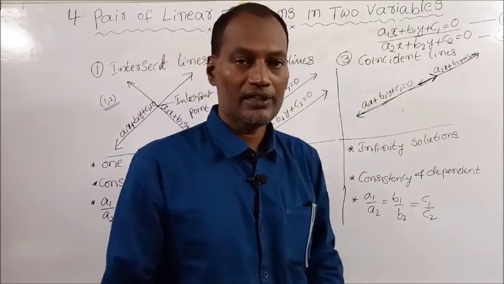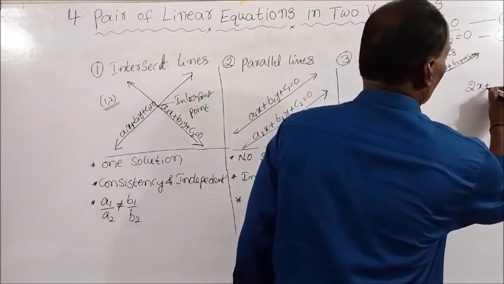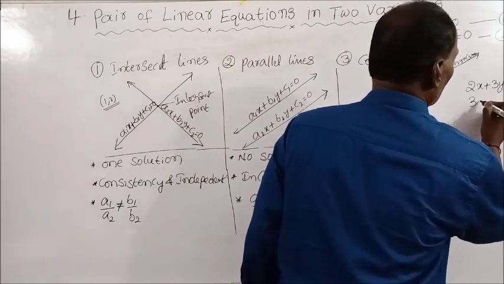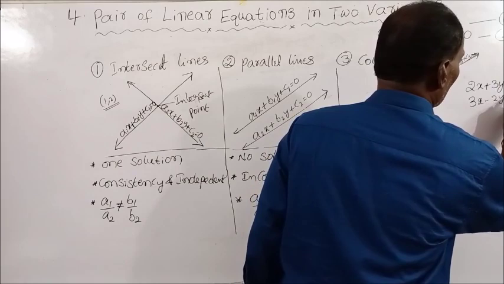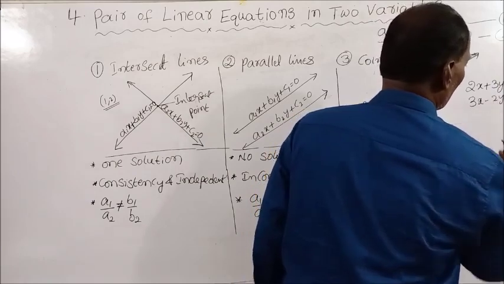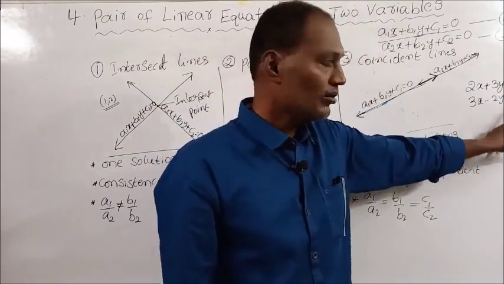For example, I will tell you: 2x plus 3y minus 5 is equal to 0, 3x minus 2y plus 7 is equal to 0. Suppose this is the example. For example, this is the question.